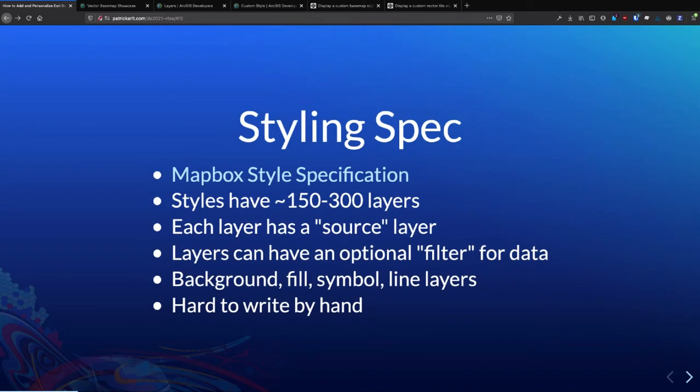So the styling follows the Mapbox GL style specification. The Esri styles are rather complex. They have, on average, probably about 150 to 300 layers a piece. The reason for that is the data is very, very granular and allows for lots and lots of styling. Each layer in that style maps to a source in the vector tiles and is usually filtered by some option. And primarily we use fill, symbol and line layers.